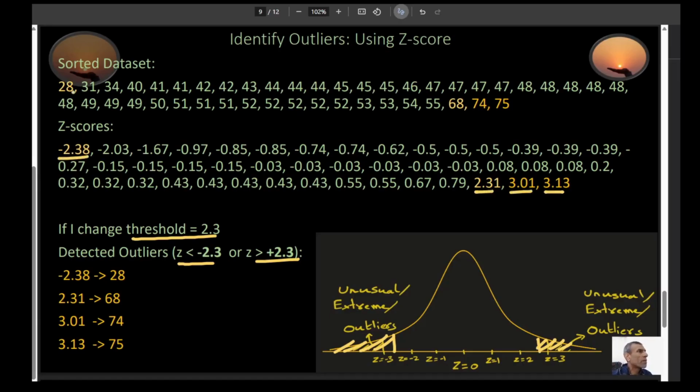So now you have the corresponding value for that, which would be 28. And then you have three values over here, the last three, that would be this one right here. So these are my outlier values. Minus 2.38 would be 28, and for 2.31, this is the z-score, and this is the actual value. So these are my corresponding outlier points, all of them.